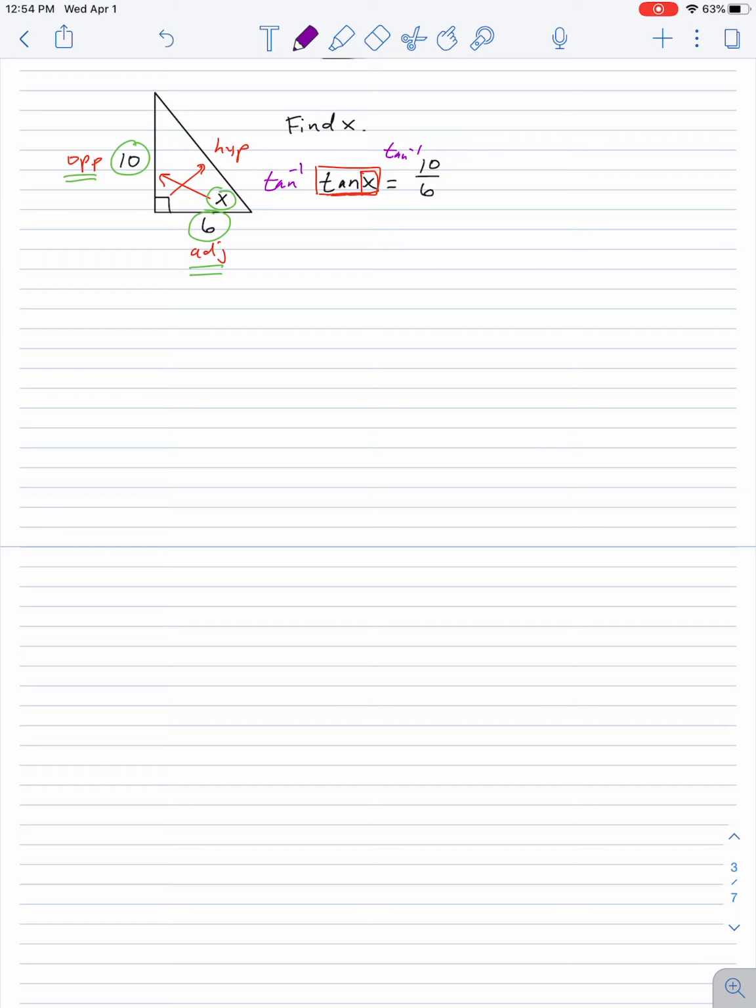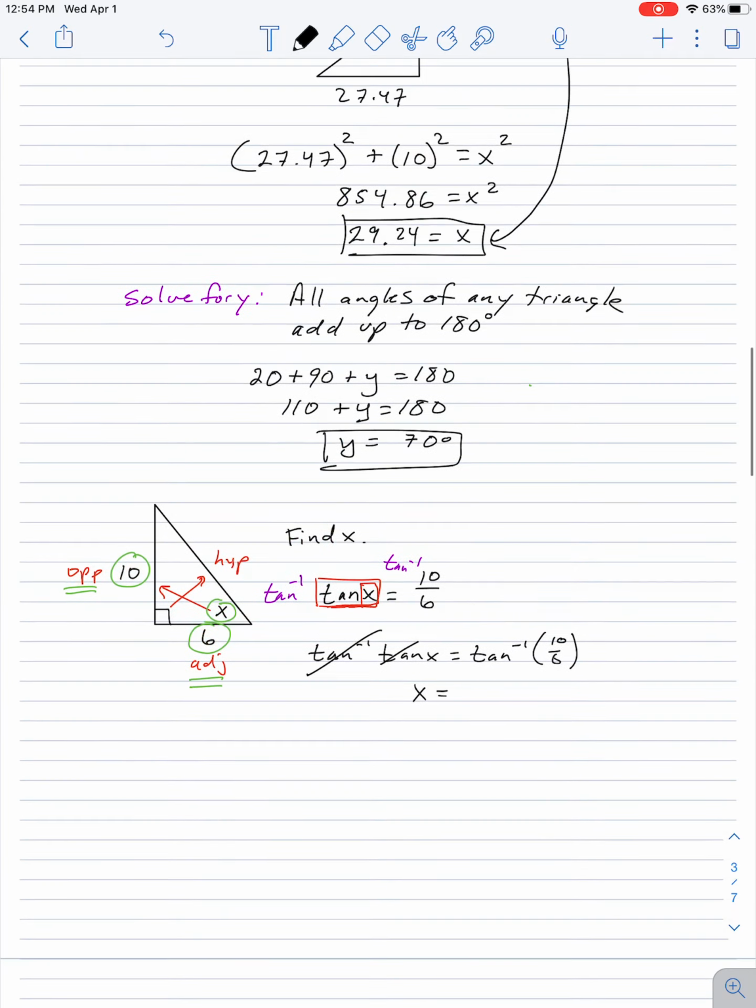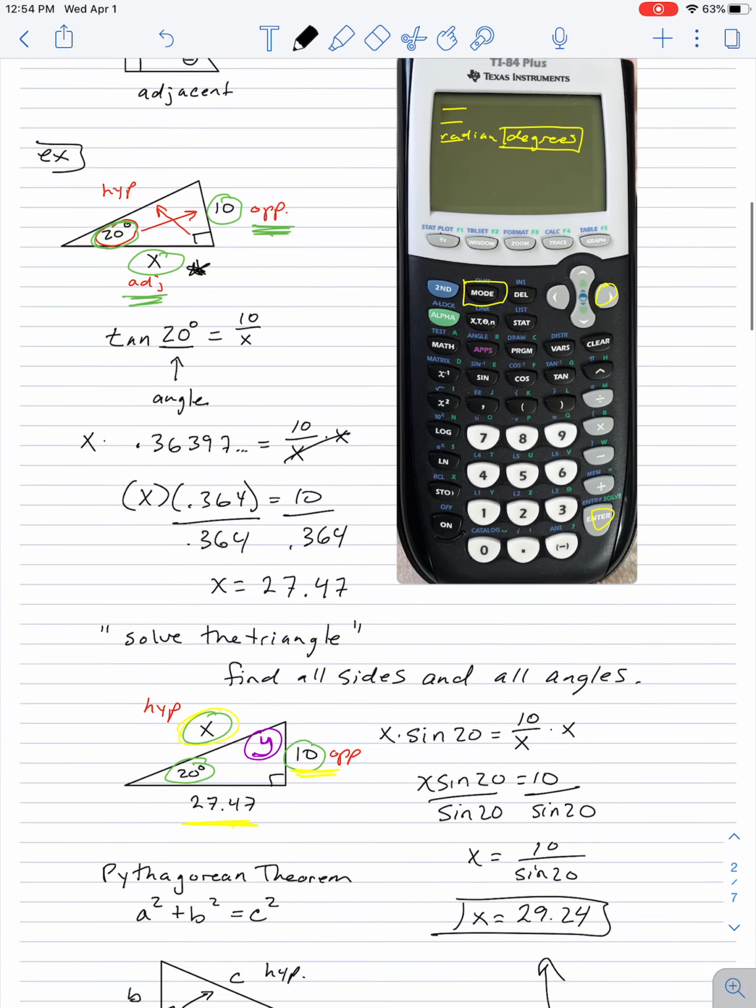So I'm going to write this out one more time just so it's clear. So what we have is we're going to take the inverse tangent of our tangent x and then the inverse tangent of our 10 over 6. Now these guys will cancel, and that breaks that x off and lets that be alone. And the inverse tangent is a function on your calculator. It's right above the tangent. Let's scroll up to our calculator again and take a look at that.